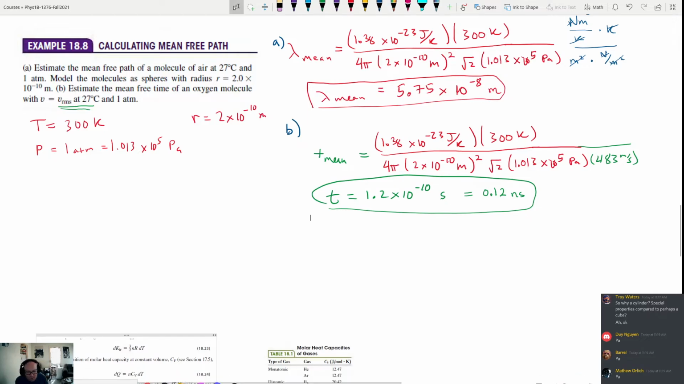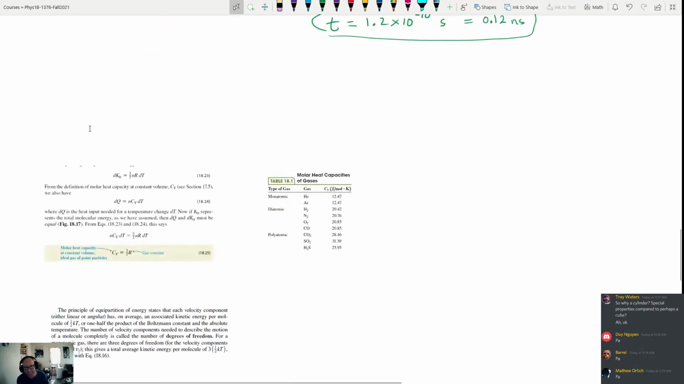All right, that's that. Any questions? Still got a decent amount of time left. Okay. So, the final topic for today is heat capacities of gases. And solids too, but we're mostly going to talk about heat capacities of gases.